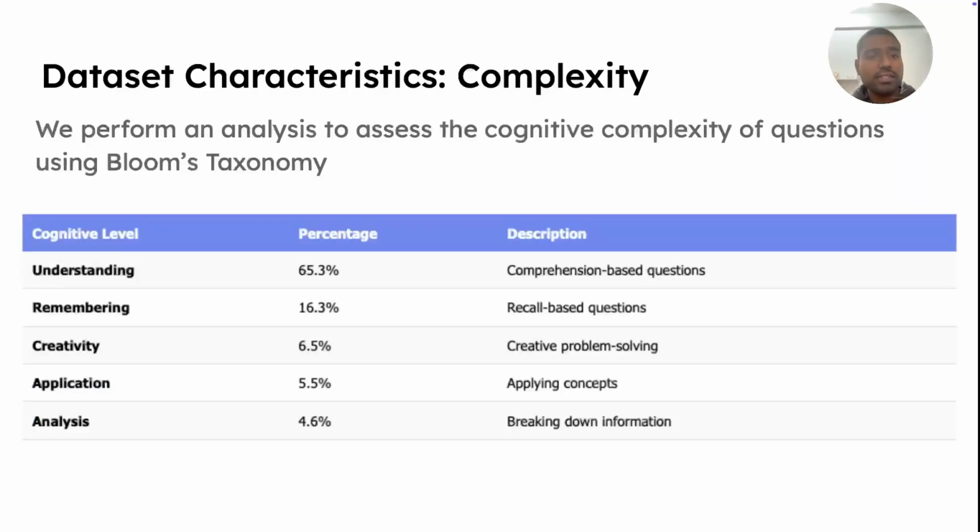We didn't want a dataset of simple factoids, so we analyzed our questions using Bloom's taxonomy to understand their cognitive complexity. While the majority fall under understanding, which is expected in a tutoring scenario, we see a healthy distribution of high-order thinking skills like application and analysis. This confirms that our dataset is a challenging benchmark requiring deep reasoning, not just pattern matching.